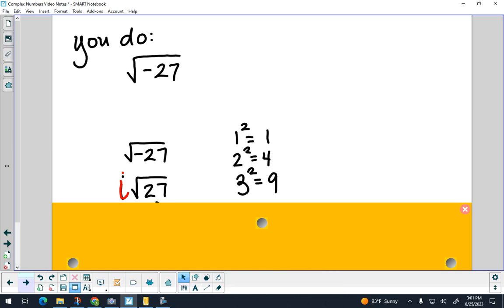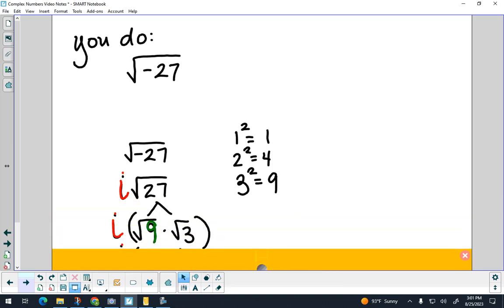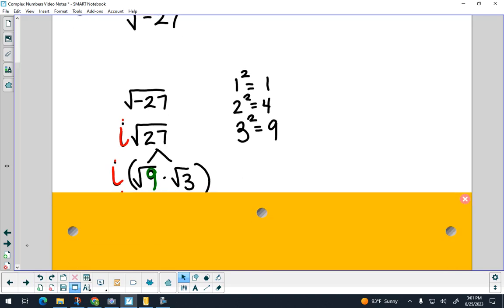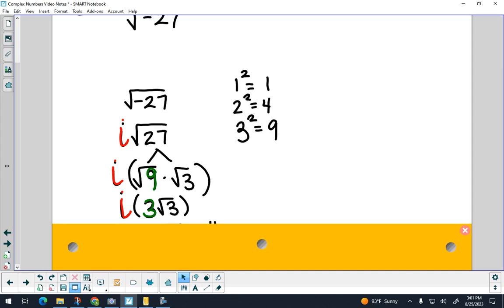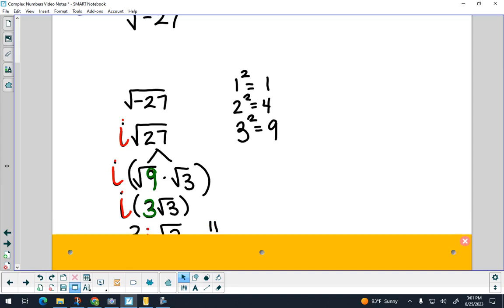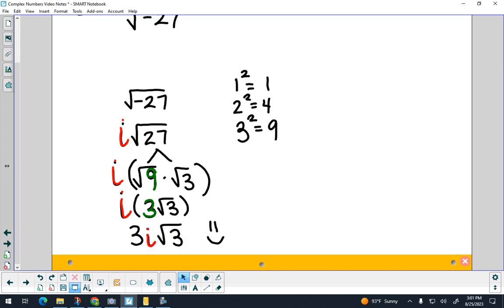And I could realize that, okay, 9 times 3 gives me 27. I could break that down like that. And I know that the perfect square is 9. And so the square root of 9 is 3. So I know that this inside part in the parentheses is 3 square root of 3. Okay, and to rewrite that, I go ahead and write that in front of my i. So hopefully you paused the video and you were able to get that right.